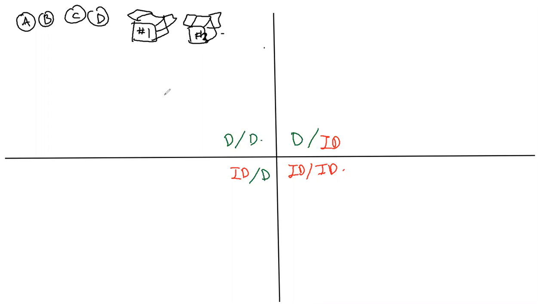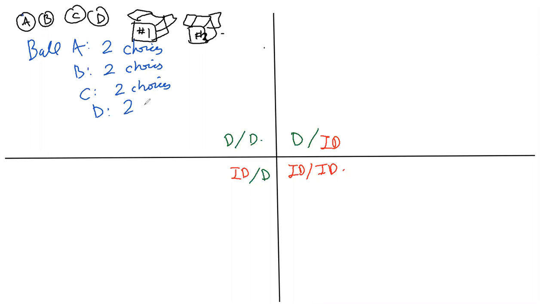Okay, well, how about I propose this? It does have a little to do with that, but it turns out to be much simpler than you guys are making it. Basically, it works like this. Ball A has 2 choices: it either goes in box 1 or box 2. Ball B also has 2 choices. Ball C also has 2 choices. And ball D also has 2 choices. These are all independent of each other, hence making the answer 16.